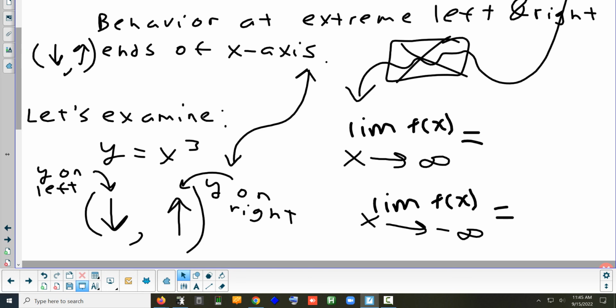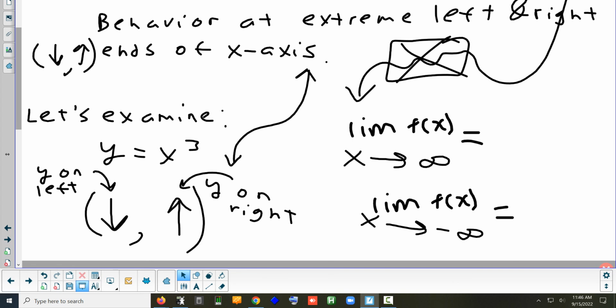The way you describe the end behavior of that, if you use arrows, is what's happening to your y value on the left. That goes here. It's going down. What happens to the y value on the right? It's going up.